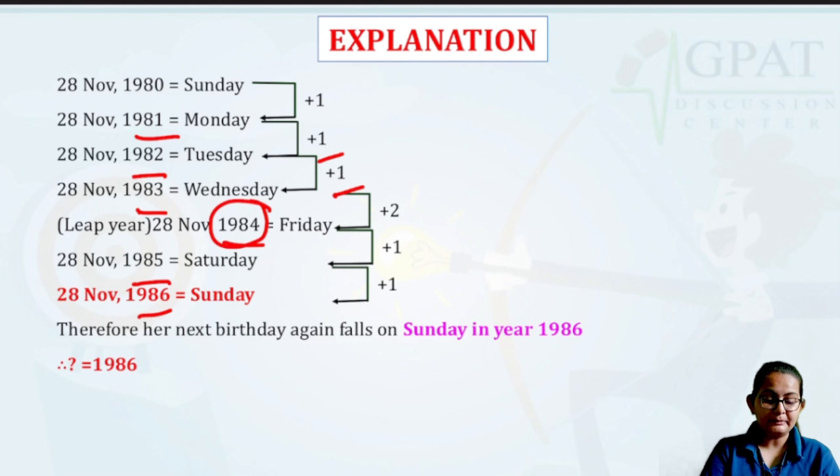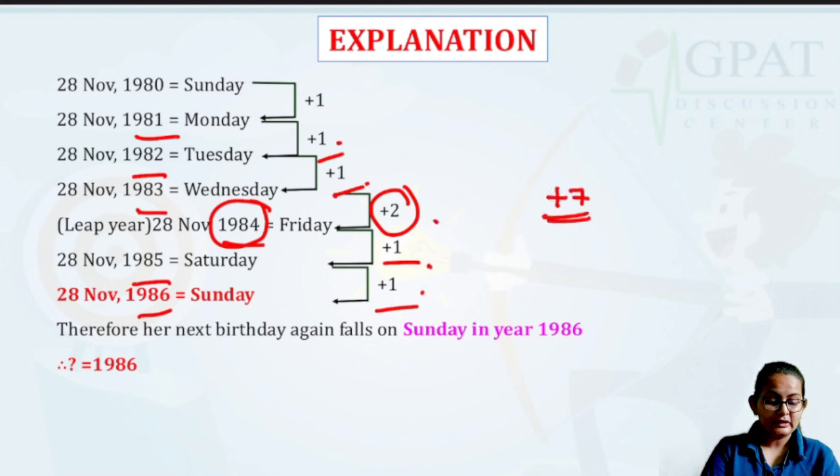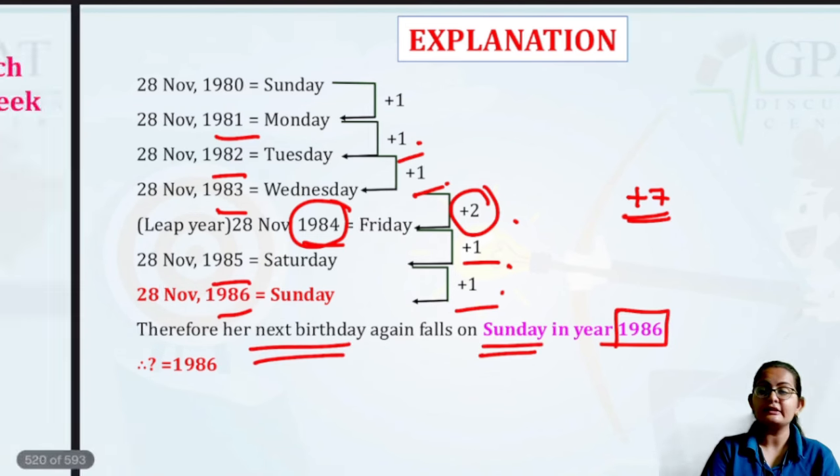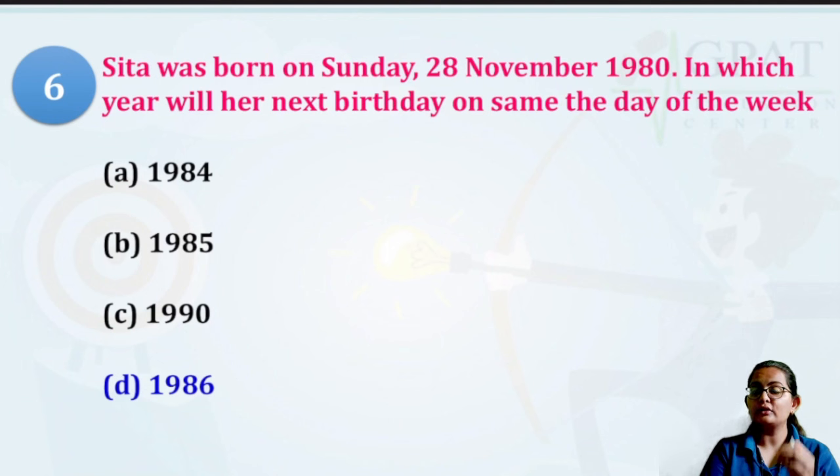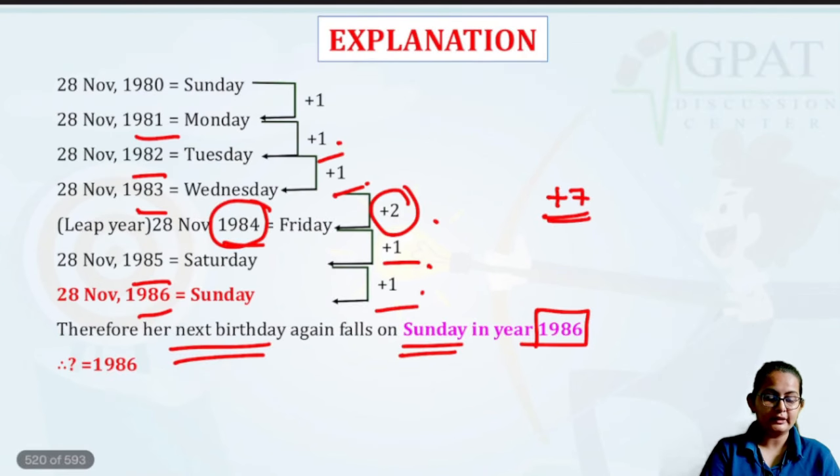Then this one is the leap year. So after 1984 to 1985, when you are moving from leap year to general year, you have to add +2, then +1, +1. So after adding, 1, 2, 3, 4, 5, 6, 7, +7 is added to the Sunday. Therefore her next birthday will fall on Sunday in the year 1986. So the correct answer is 1986. On 28th of November 1986, she will be celebrating her birthday on the same day of the week, Sunday. I hope you got it.